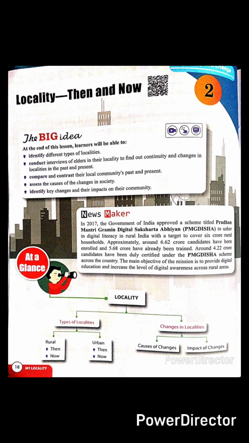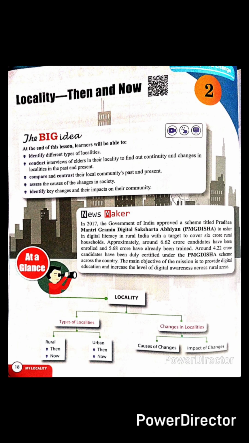In 2017, the Government of India approved a scheme titled Pradhan Mantri Gramin Digital Saksharta Abhiyan to usher in digital literacy in rural India with a target to cover 6 crore rural households. Approximately 6.62 crore candidates have been enrolled and 5.68 crore have already been trained. Around 4.22 crore candidates have been duly certified under the scheme across the country.